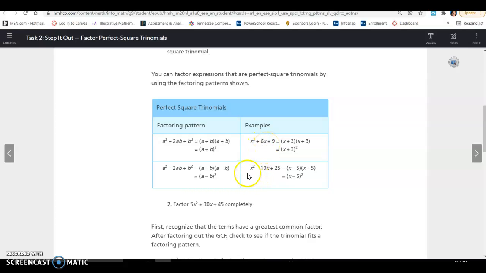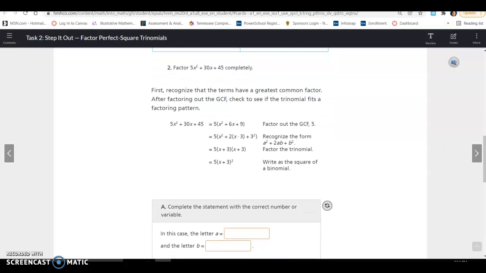All right, same thing here. This expression can be factored as (x - 5) times (x - 5), which is the same thing as (x - 5) squared. All right, so it says factor 5x squared plus 30x plus 45. All right, the first thing I notice is that each of these is a multiple of 5. So it says first recognize that the terms have a greatest common factor. After factoring out the greatest common factor, check to see if the trinomial fits the factoring pattern. All right, so right off the bat, it's not a perfect square trinomial, but the fact that each of these has a greatest common factor of 5, we need to do that first and then look.